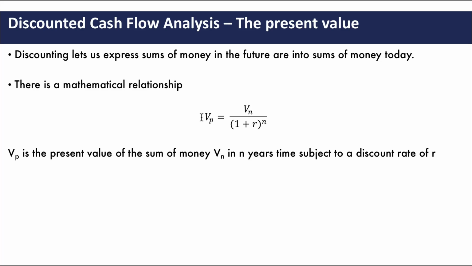So this is your present value of money. This is a future value of money. And R is your interest rate. And R is a discount rate. And N is the number of years.